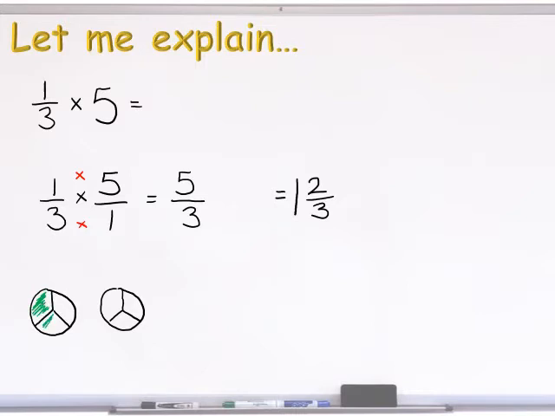1, 2, how many are shading in? 5 of them. 3, 4, 5. So if we look at this now, there's our 1 and there's our 2/3. So now what we've done is we've shown using a picture how 1/3 times 5 is the same as 1 2/3. Hope that made sense. If it doesn't, pause it and listen to it again.